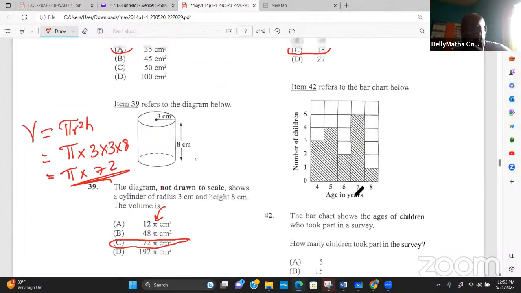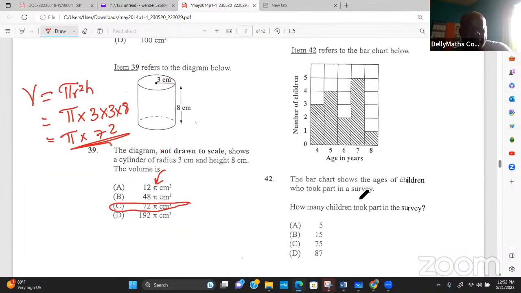So this is the statistics section. It says here, the bar graph shows the age of children, right? Who took part in a survey. How many children took part in the survey? Look at the axis. It will tell you the number of children is on that side. And this is the age, all right? But this is the number of them. So we're talking about 4-year-olds. How many? We got 3. 4-year-olds have 3 there. 5-year-olds, I have 4.